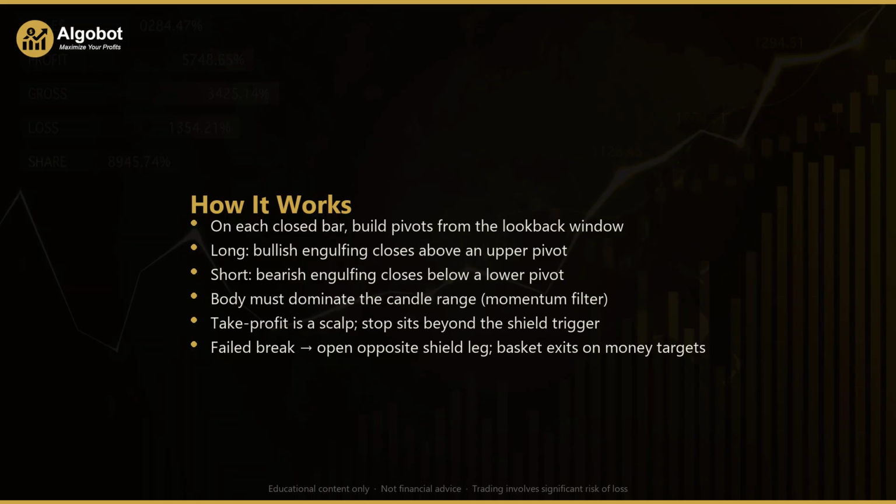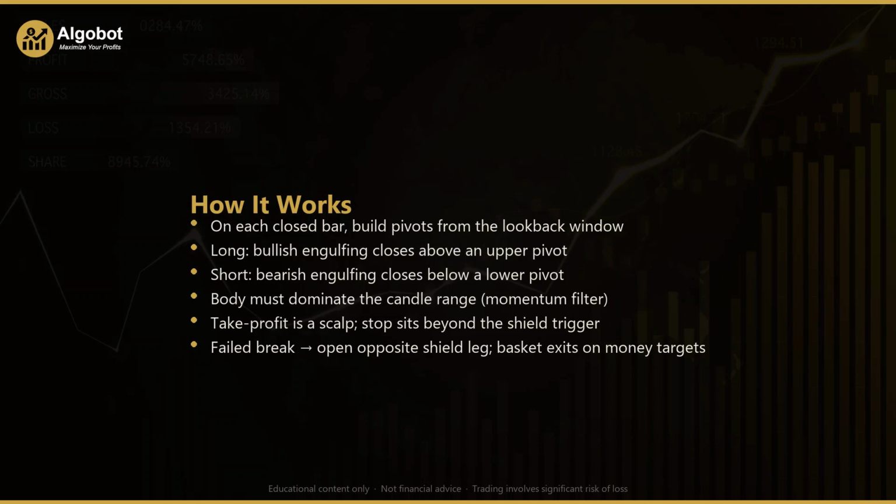Now the exits. The base trade is given a fast scalp take profit, set a reward fraction of the range away from entry. The stop loss is parked structurally beyond the shield trigger, so the hedge always engages before that raw stop is reached. While the single base leg is live, if price travels back across the broken level by the shield fraction, the strategy detects a failed break and opens the opposite shield leg. Now both directions are held together as a locked hedge.